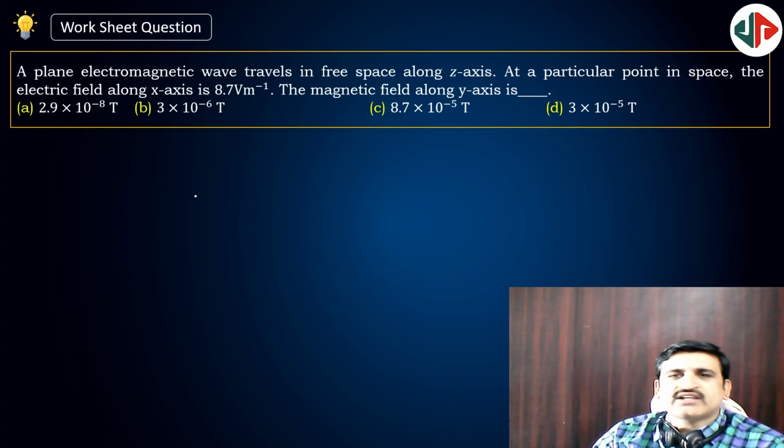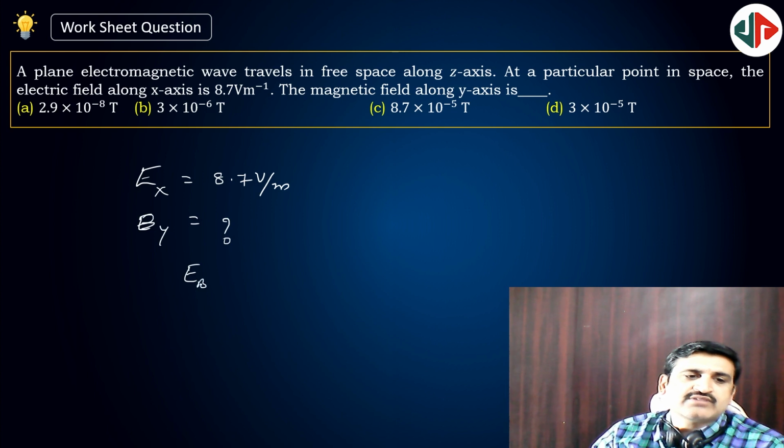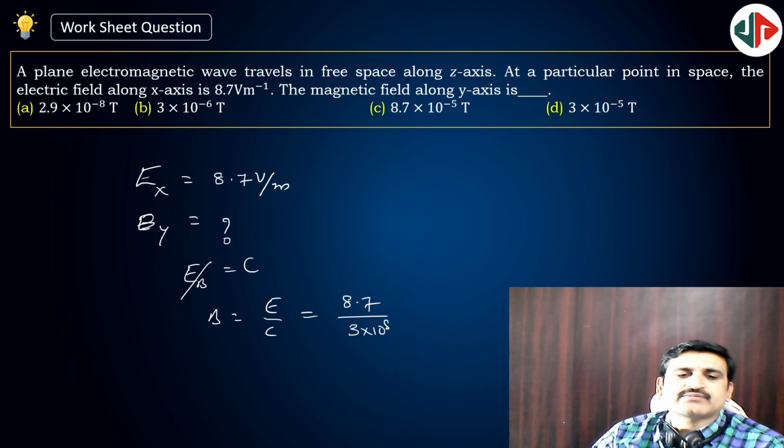A plane electromagnetic wave travels in free space along z-axis. At a particular point in space, the electric field along x-axis is 8.7 volt per meter. The magnetic field along y-axis is equal to how much? E by B is equal to C. So B is equal to E by C. E value 8.7 by C value 3 into 10 power 8. So this will go 3 2s are 6, 27, 9. So 2.9 into 10 to the power of minus 8 Tesla.